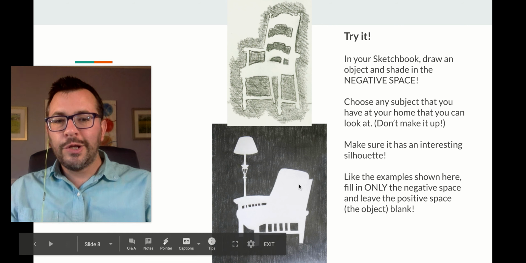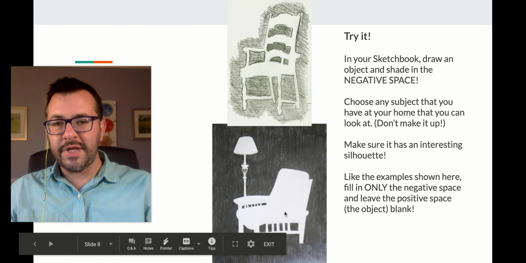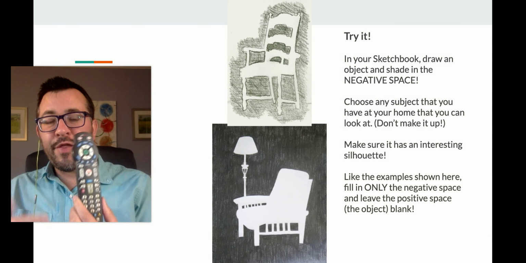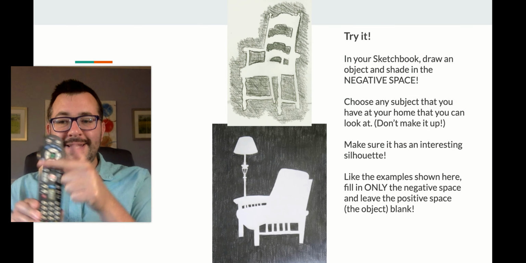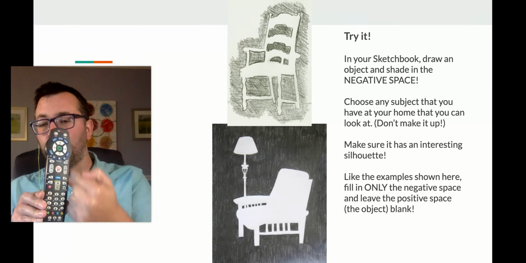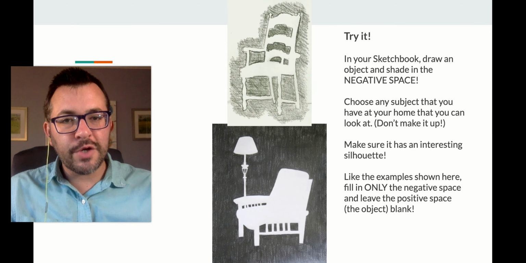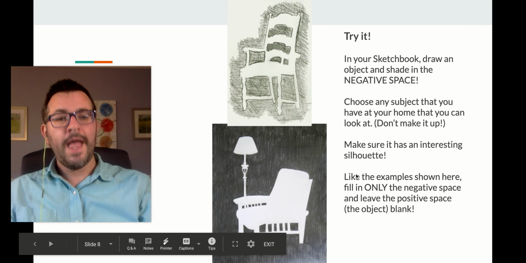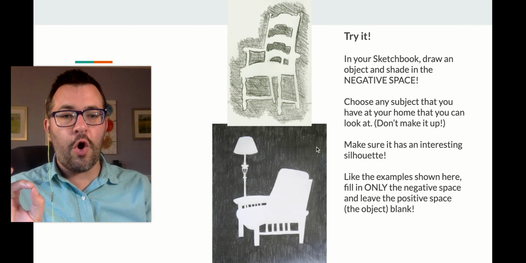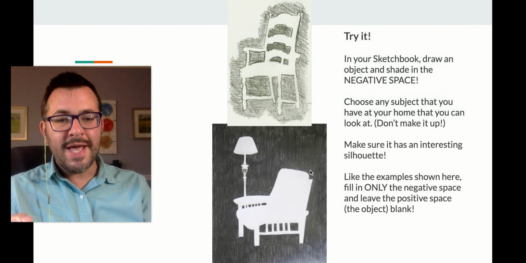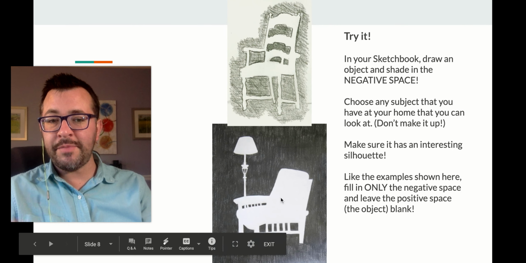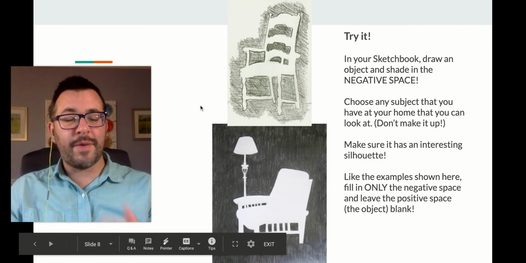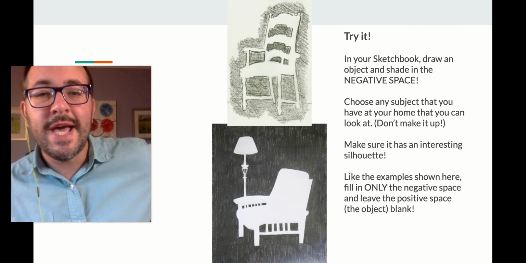Remember, we're not looking at details inside of the subject. So something like this remote would be a bad thing to choose because all the details are inside, and the silhouette is really, really simple. So try to look for something that is an interesting shape. These chairs both work really well. And like the examples shown here, fill in only the negative space and leave the positive space, that's the object, blank. I hope that you have a better understanding now of how space is used in art.